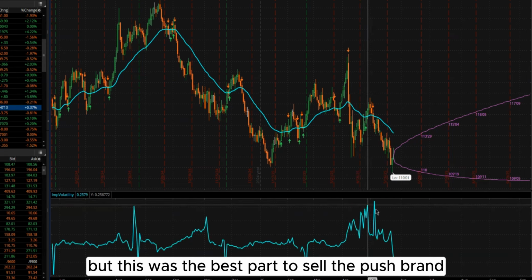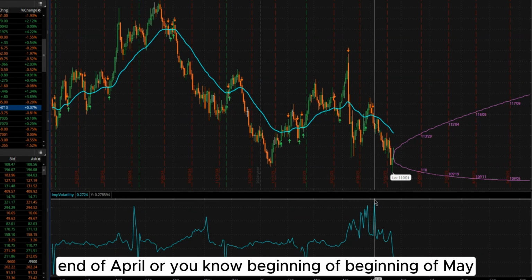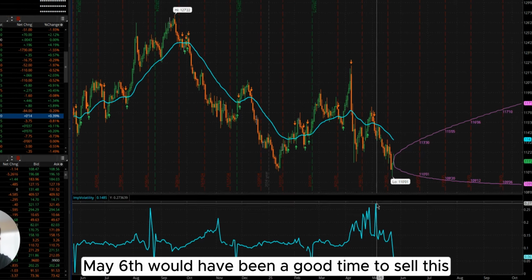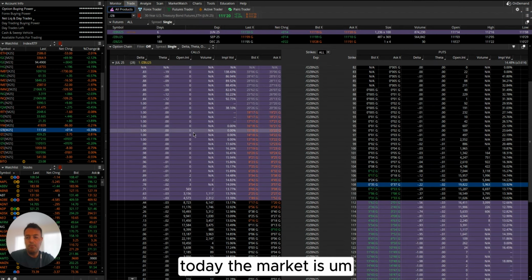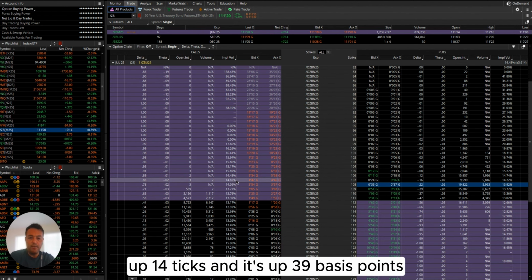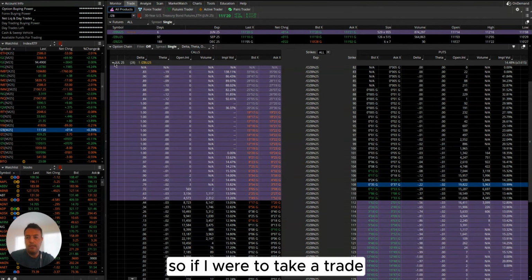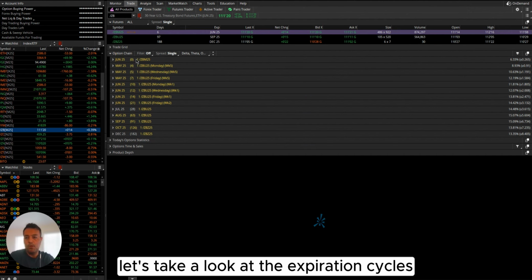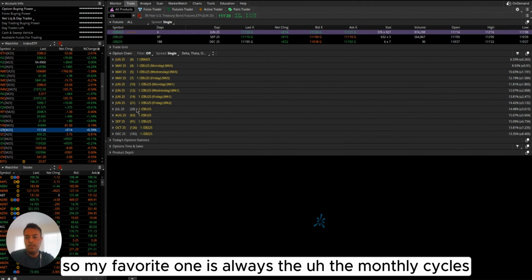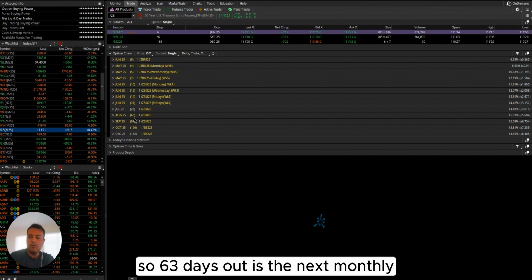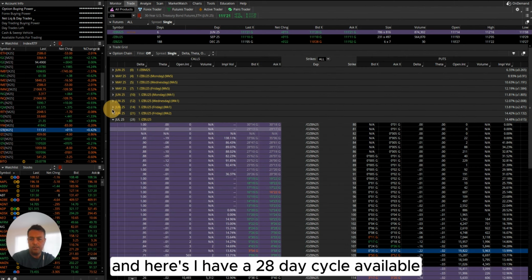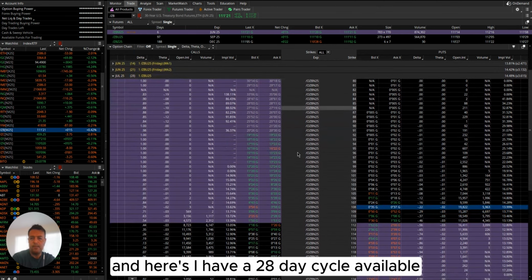But this was the best time to sell the put spread, end of April or beginning of May. May 5th, 6th would have been a good time to sell this. But anyway, today the market is up 14 ticks and it's up 39 basis points. So if I were to take a trade, let's take a look at the expiration cycle first of all. My favorite one is always the monthly cycles. 63 days out is the next monthly, and I have a 28-day cycle available.